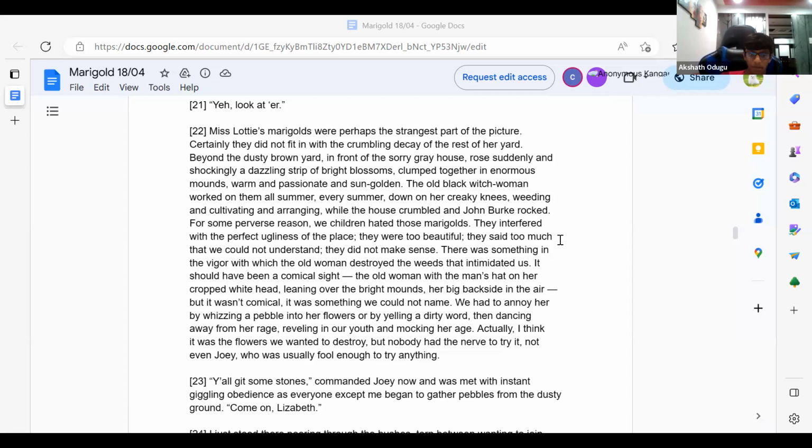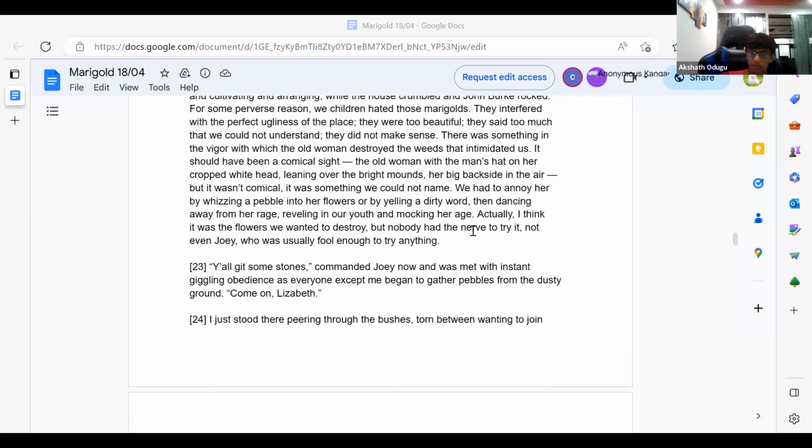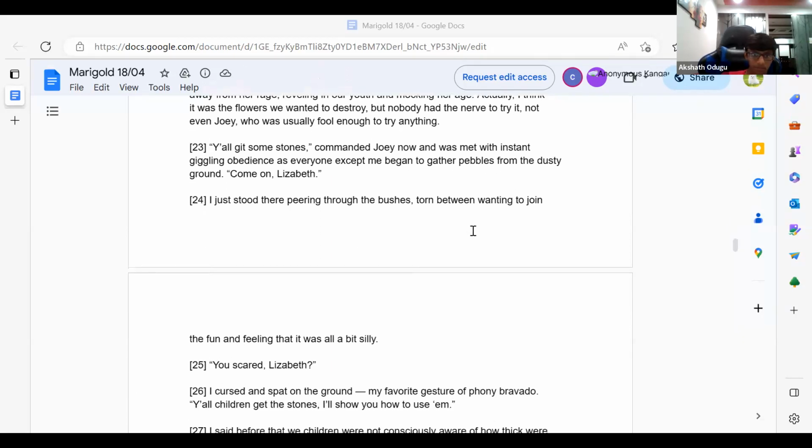We had to annoy her by whizzing a pebble into her flowers or by yelling a dirty word, then dancing away from her rage, reveling in our youth and mocking her age. Actually, I think it was the flowers we wanted to destroy, but nobody had the nerve to try it, not even Joey, who was usually fool enough to try anything.